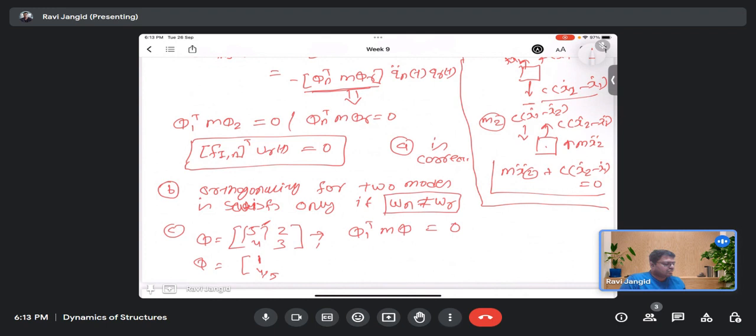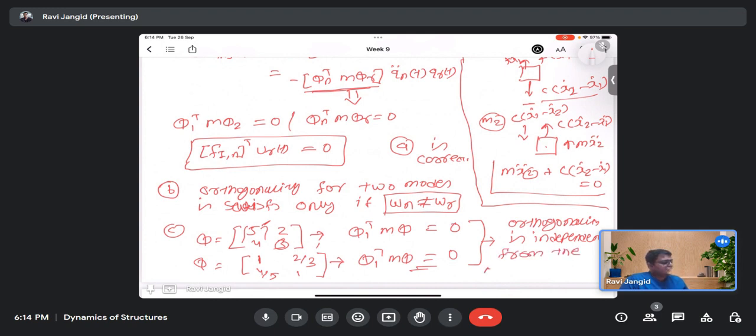And for the other, we are normalizing with this, so that would be 2 by 3, and that would be 1. So if I get phi 1 transpose M phi 2 using this, that will also come out to be 0. So orthogonality is independent from the normalization of the mode.